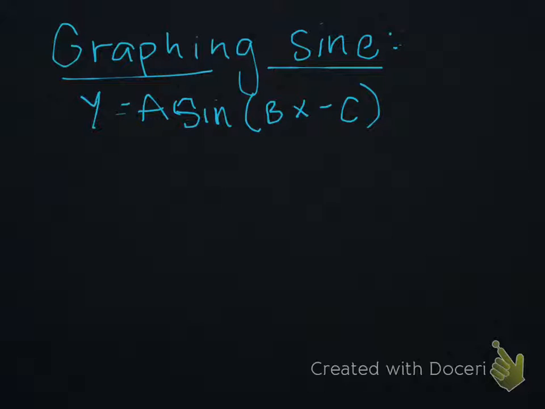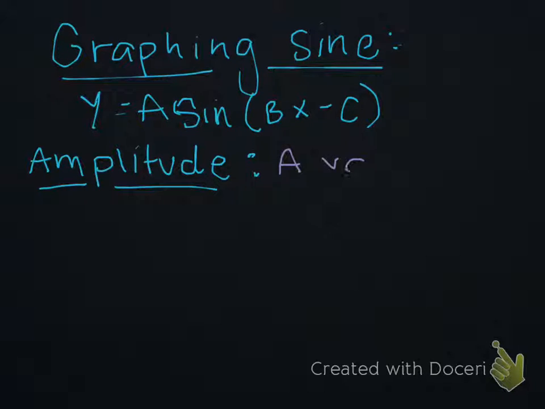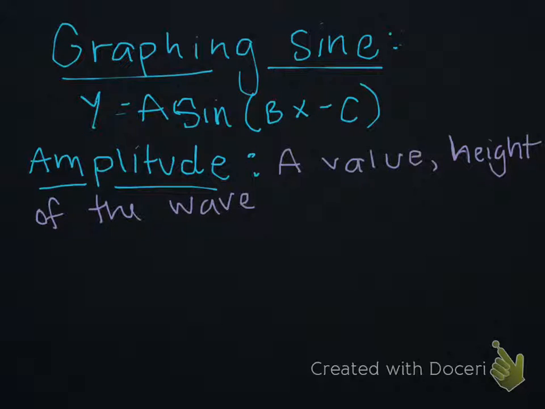So things that are important is the amplitude, and we find the amplitude by our a value. So the amplitude is our a value, and the amplitude represents the height of the wave. So this is the height of the wave. Essentially the amplitude determines the highest and the lowest point of the wave.